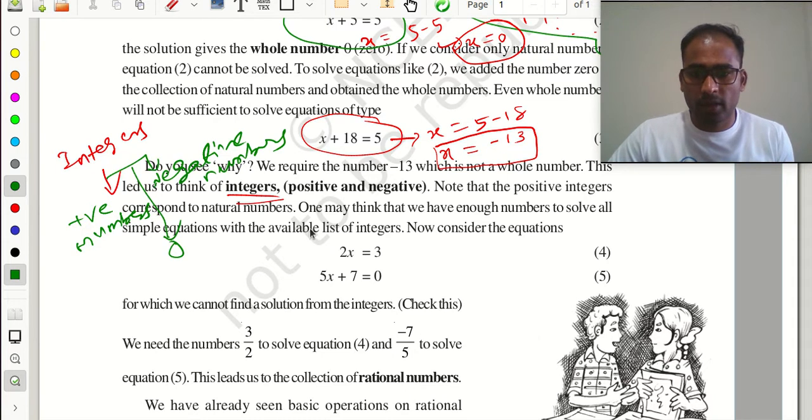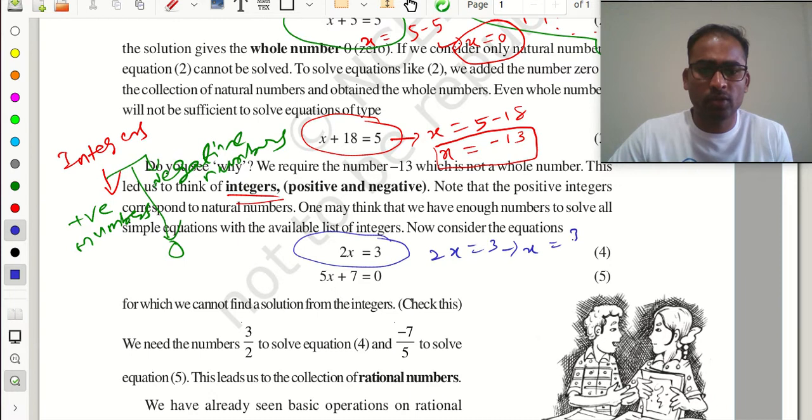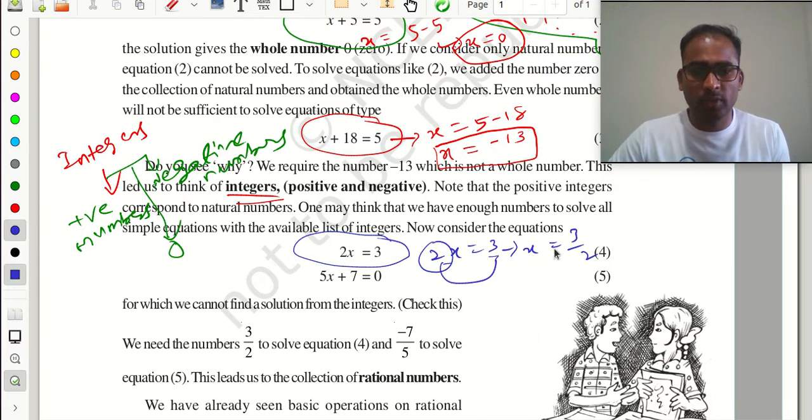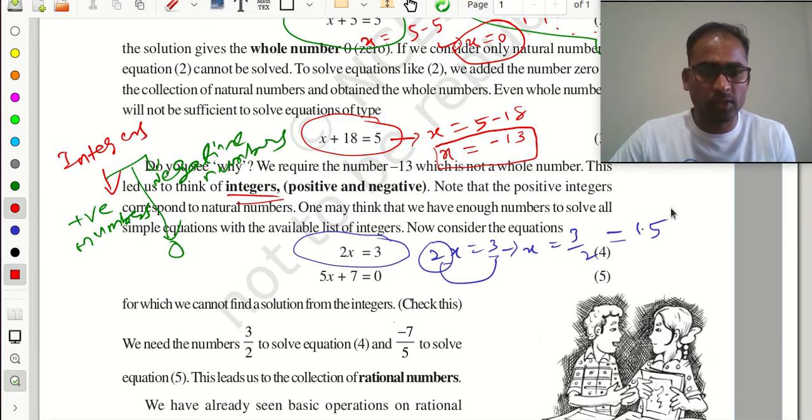Suppose we have another equation, 2x is equal to 3. Then what is the value of x? x is equal to 3 upon 2. 2 is multiplying here, so when it goes to the right side of the equal sign, it becomes a division. So x is equal to 3 upon 2. What is the value of x? 1.5. So this solution comes under what? Is this a natural number, whole number or integer?